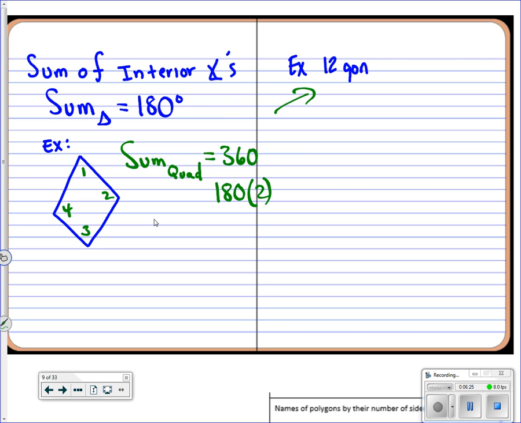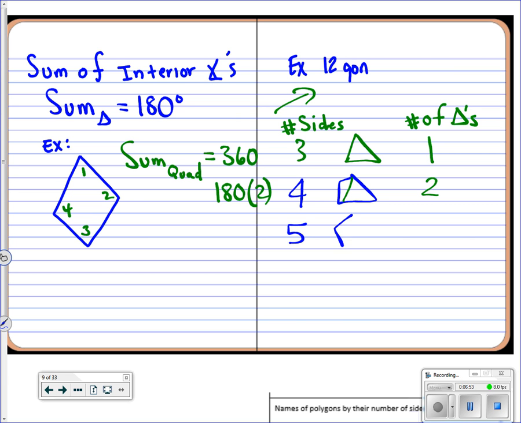So with a three-sided triangle, there's one triangle. Then for a four-sided figure, there's two triangles. See if you're catching on to the pattern. For a pentagon, there's three triangles. Now, look at the relationship here between the number of sides and the number of triangles.